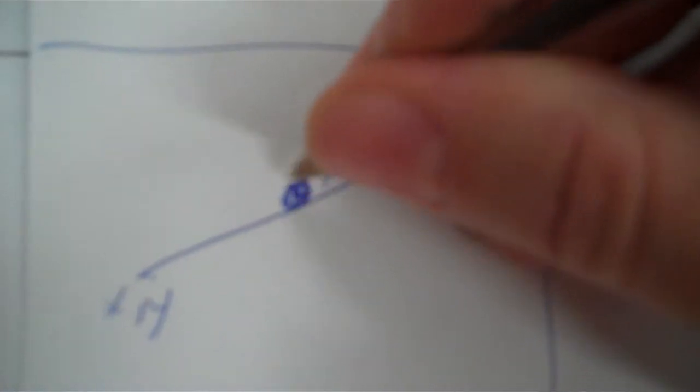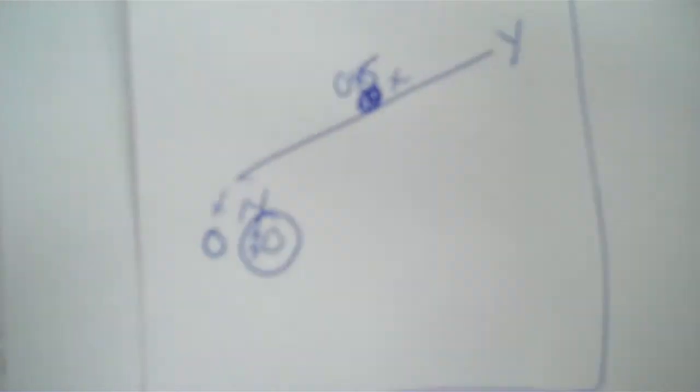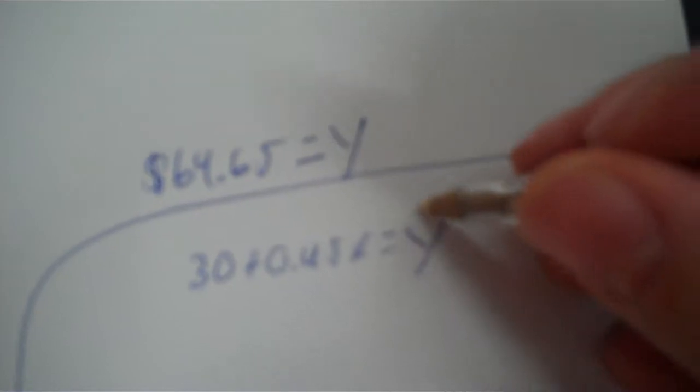X comma y, mx, y. So the m being 45 cents goes here. And then prior to the 45 cents, we have a $30 sign-up fee. So we got 30 at the beginning, 45 cents every movie, and then that takes us to a new cost. So 30 plus 0.45x equals y. Now the x stays because we're going to put the 64.65. Now that's $64.65. So it goes in for money, so that's y.